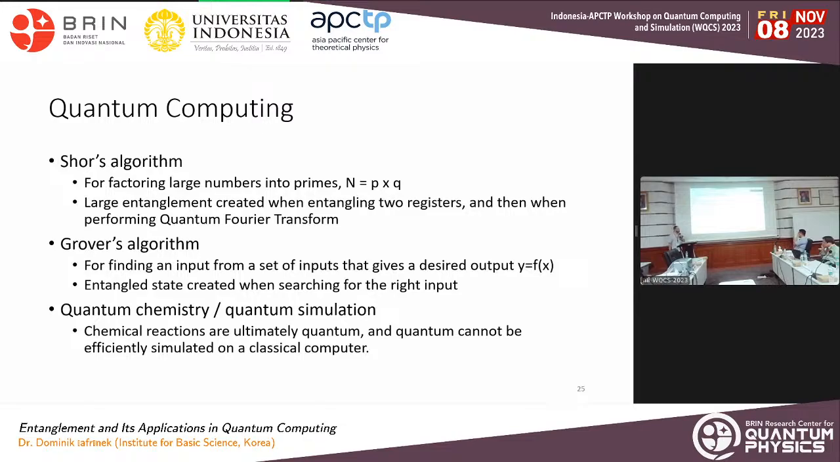There's also the application of quantum computers to simulations, which is not exactly related to entanglement directly. The idea is that if you simulate some quantum systems, you can do this efficiently.